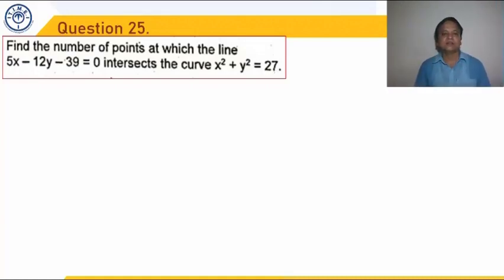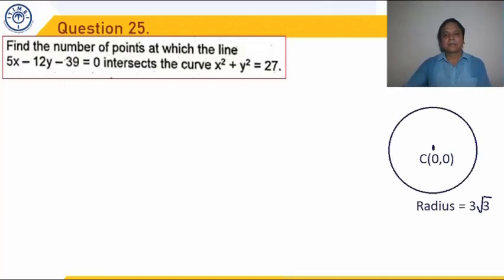One simple method is to solve the two equations and get the values of x and y. This is one of the methods. In algebra we do this. It's a lengthier method. Another way: center is 0, 0. Radius is root 27, that is 3 root 3. Root 3 is more than 1, 1.732. So radius is 3 into 1.732, definitely more than 3.